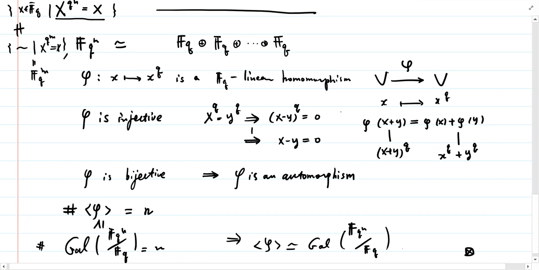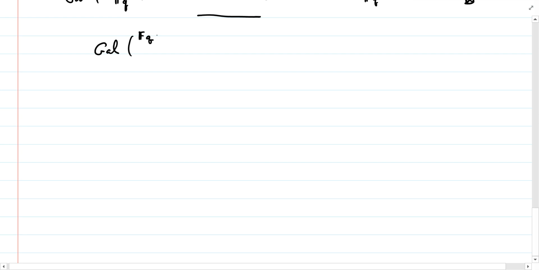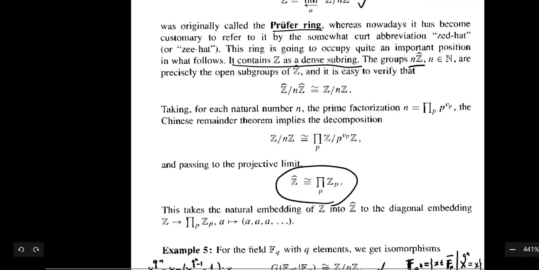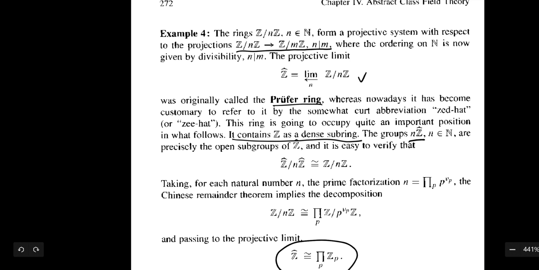Actually, to say this more precisely, it is because you already have the Galois group for F_q, and we have the map, the inclusion, right? Let's go back to the projection.